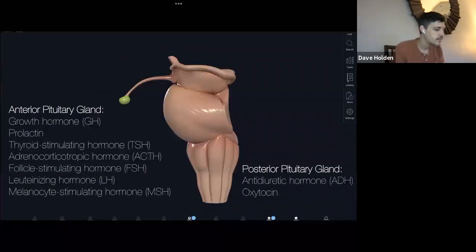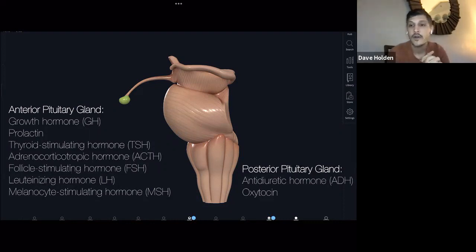So adreno, cortico, so the outer layer of the adrenal cortex, and then the word tropic, almost like tropics, like Florida, like the tropical zone. The word tropic means changing, and that's what the tropics refer to as the rapidly changing weather that goes on there. So adrenocorticotropic hormone, the name is telling you this is a hormone that changes or affects the cortex of the adrenal glands. The name is telling you exactly what it does. And I love it.